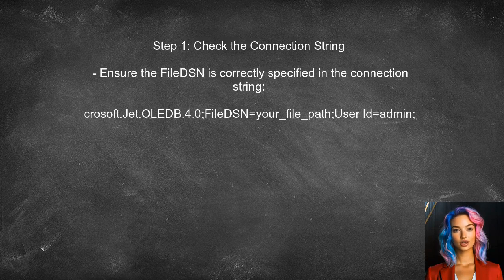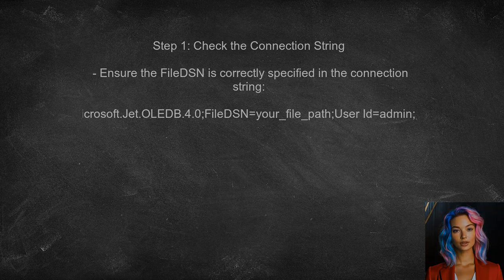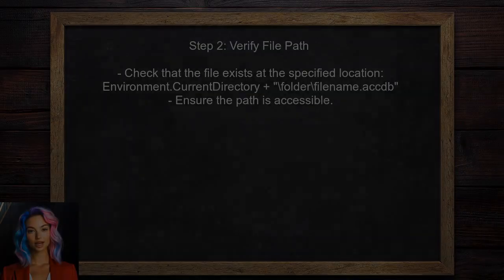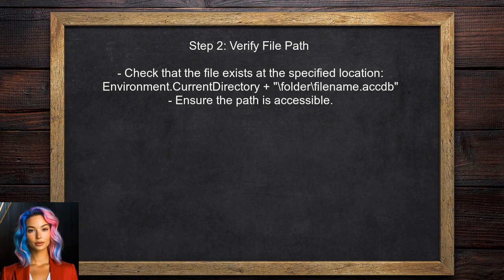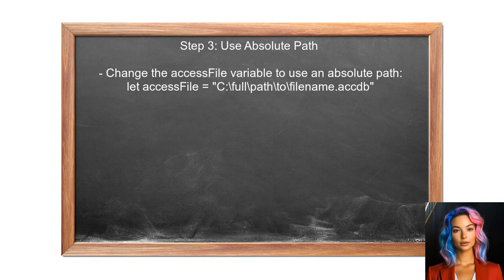To resolve the error the user is encountering, we will first check the connection string being used in the code. The user should ensure that the file DSN is correctly specified. Next, the user should verify that the specified file path is correct. This includes checking that the file exists and that the path is accessible from the current working directory. The user should also consider using an absolute path instead of a relative path. This can help eliminate any confusion about the current working directory.